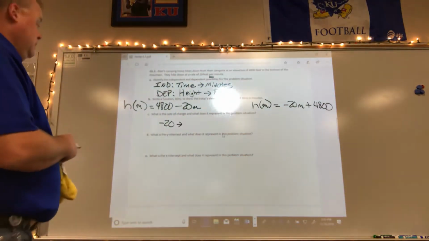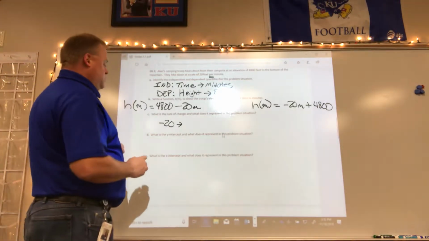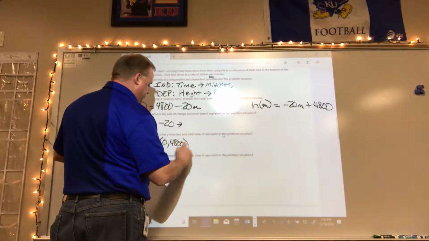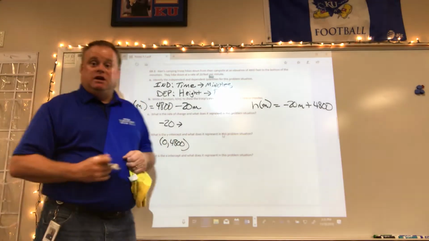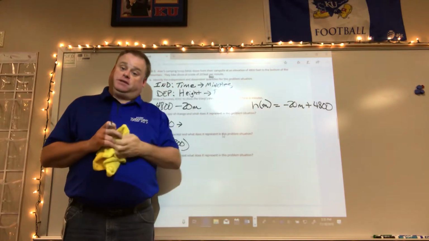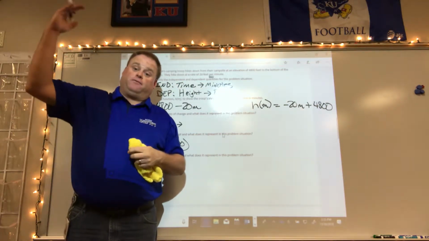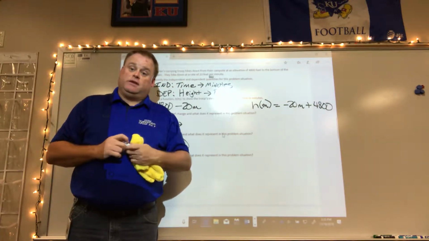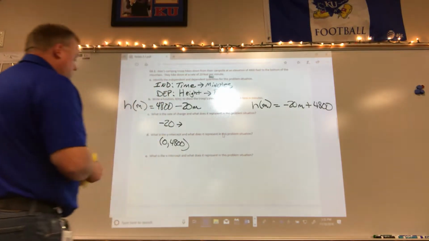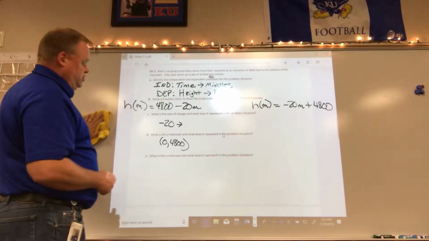What is the y-intercept? Well, my y-intercept is at 0, 4,800. What does it represent? The starting point. How high they were on the mountain. They were at 4,800 feet. They want to come down, right? Okay. So, the next question.